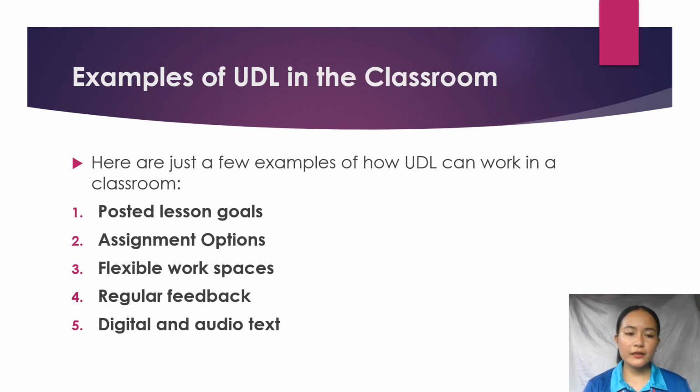Examples of UDL in the classroom. Here are just a few examples of how UDL can work in a classroom. First is posted lesson goals. One example of this is posting goals for specific lessons in a classroom. Students might also write down or insert lesson goals in their notebook. The teacher refers to lesson goals during the lesson itself. Next is assignment options. For instance, students may be able to create a podcast or a video to show what they know. They may even be allowed to draw a comic strip. There are tons of possibilities for completing assignments as long as students meet the lesson goals.